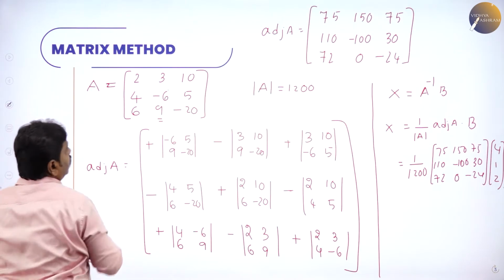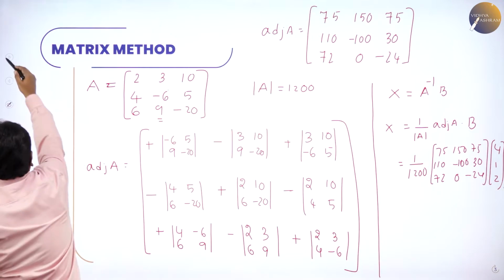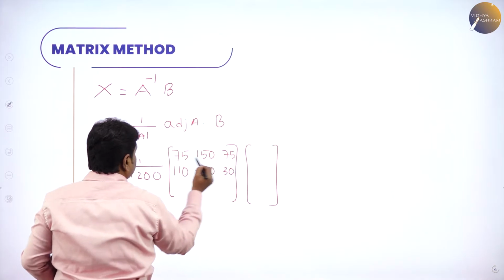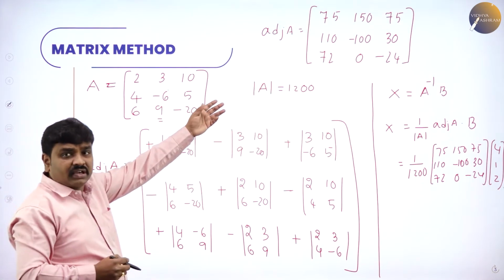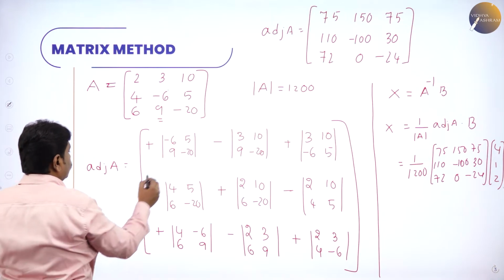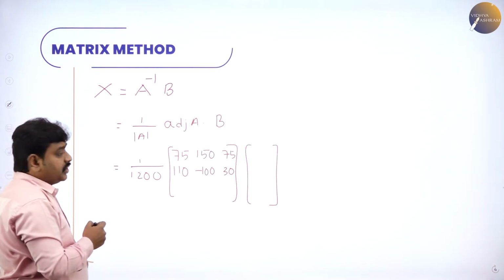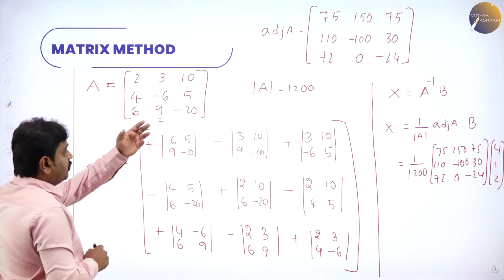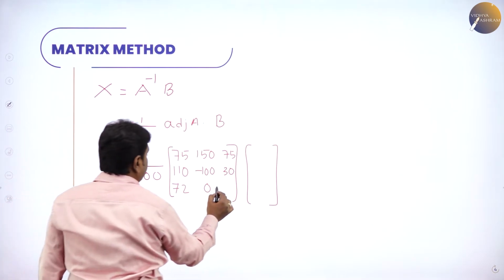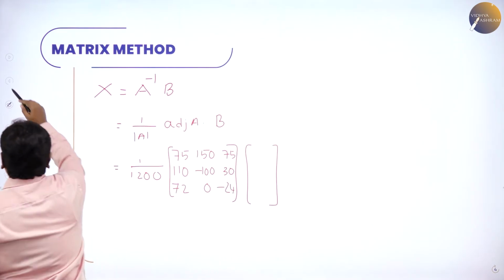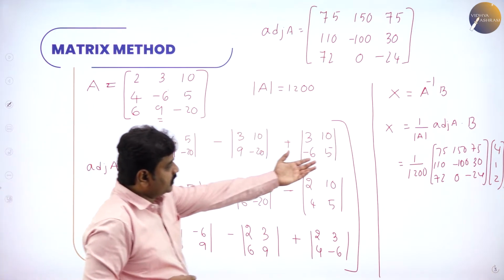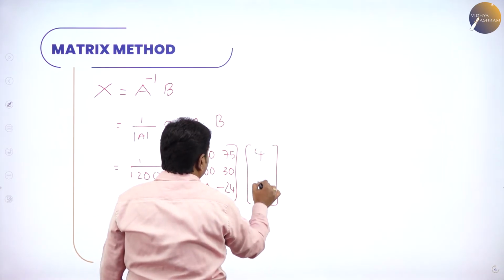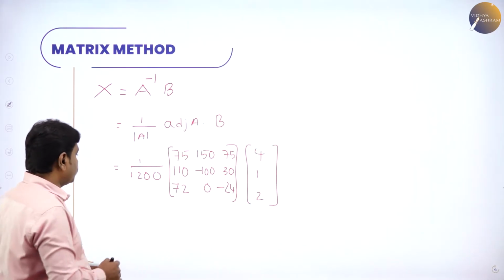Then what is the second row you got? Minus 110, minus 100, 30. Third row, just see the entries and write them: 72, 0, and minus 24. And then you write the values of B. What are the B values? 412. Now simplify this. All of you know matrix multiplication.